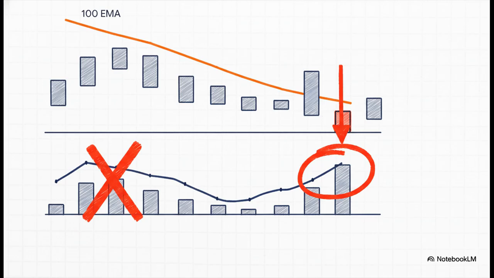And let's flip it for a short trade. Now, the price is trading below the 100 EMA. The market's in a downtrend. So what's our job? We're only hunting for downward crossovers. Any of those little upward crosses, we don't care, we ignore them, and here we go, we get a clean cross to the downside. That confirms the bearish momentum is continuing, and that is our signal to go short.